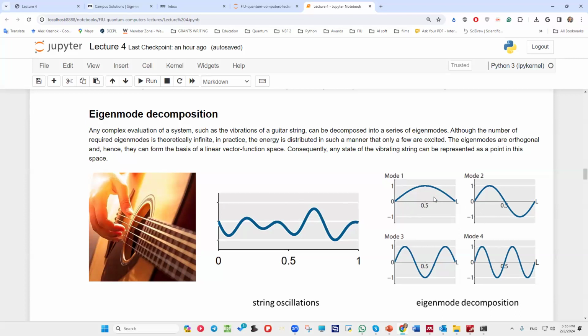But in reality, when we excite the string of a guitar, we get something like this, right? So this is one possible picture of a vibrating string, and it doesn't remind us of any of these eigenmodes. So what it is in reality, this real vibration of the string, is a combination of the string eigenmodes.